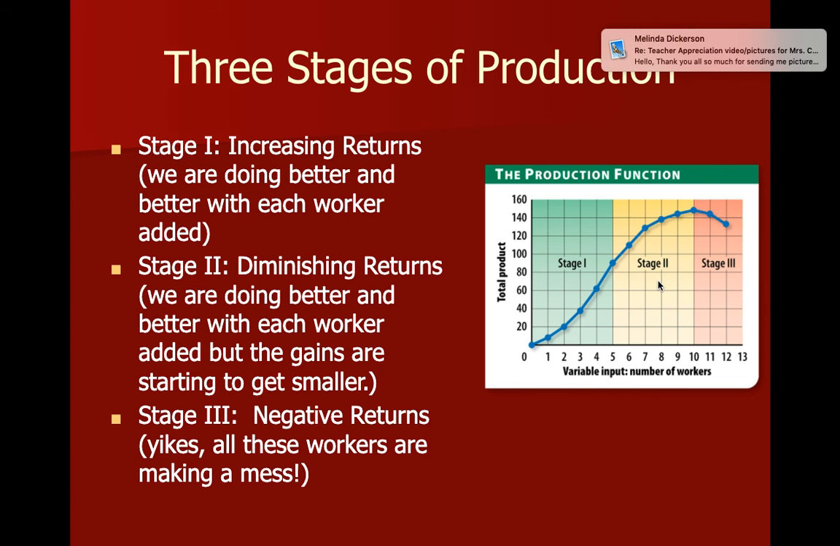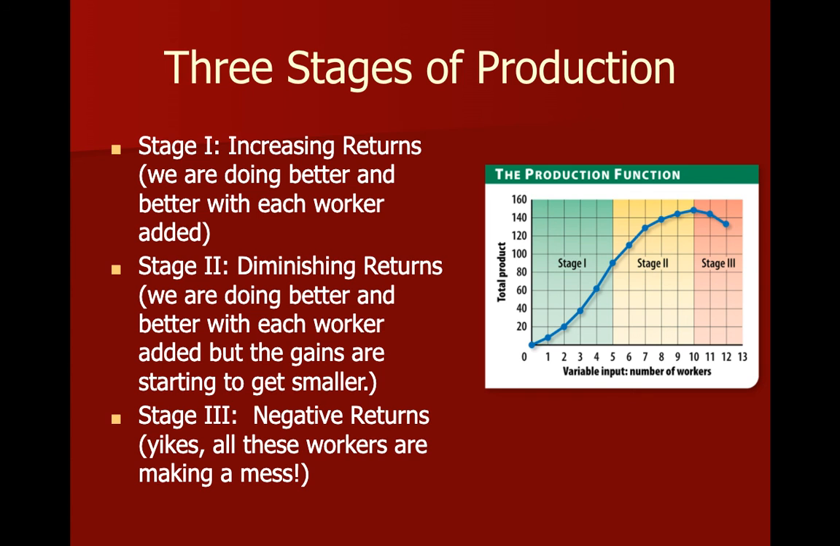Stage two is the diminishing returns. We are doing better and better with each worker added, but the gains are starting to get smaller. So now you've added that fourth person, you go to the fifth person, and you're starting to come over here to the top. You're starting to peak, where you're going to start to slow down and go into stage three. And stage three is negative returns. And this is where all the workers are making a mess. You finally have added too many people to your group, and your group has turned into a complete disaster, and you're all stressed out and hating one another, and you vow never to work with one another again.